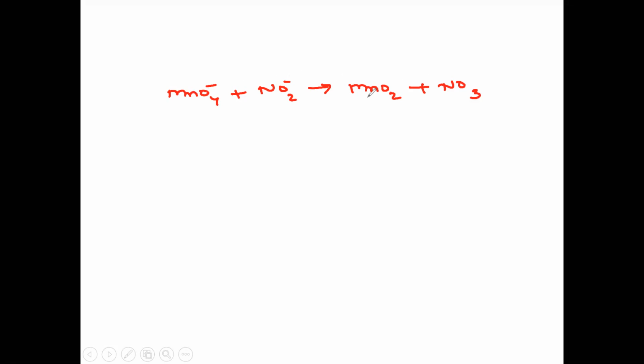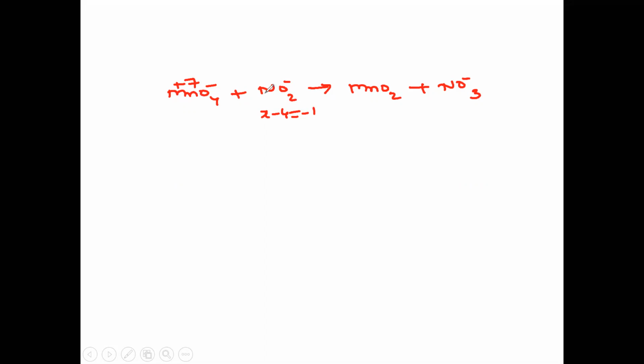So now this is the equation, giving NO3-. Now let us take the first step. What is the first step? Writing oxidation states of the elements. Here manganese is +7, since we already know: x minus 8 is equal to minus 1. And nitrogen here, let us calculate: x minus 4 is equal to minus 1, because it is a polyatomic ion.